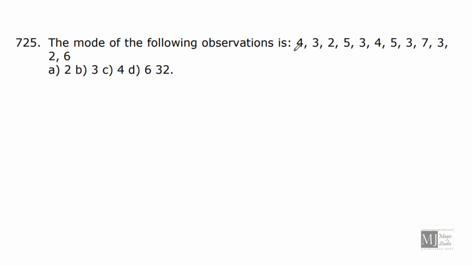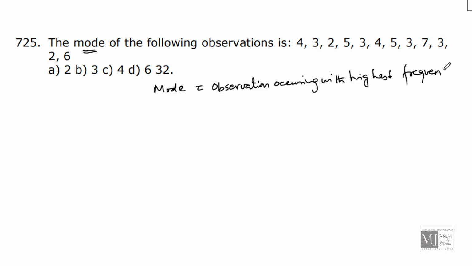The mode of the following observation. Okay, what do you mean by mode? Mode means the observation occurring with highest frequency. It means the observation which occurs the highest number of times in the given data.